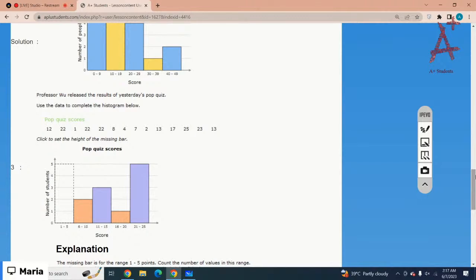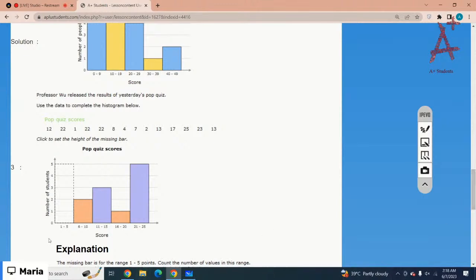The next one is, okay, the next one is Professor Wu released the result of yesterday's pop quiz. Use the data to complete the histogram below. So here is the value given, you have to complete the data. Click to set the height of the missing bar. So the first one is missing.